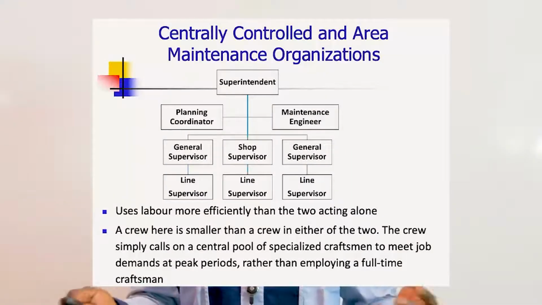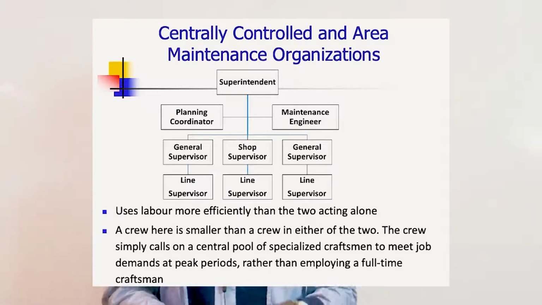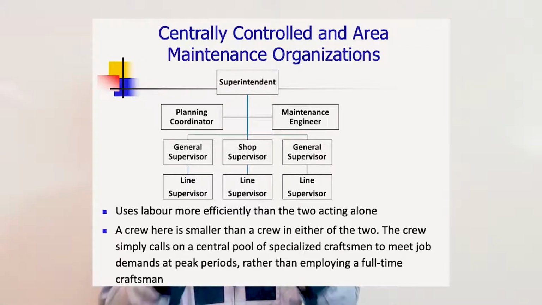Centrally controlled and area maintenance organization. Here we have a superintendent at the top, as usual. The planning coordinator and the maintenance engineer all report to him and work directly under him. Then we have a general supervisor, a shop supervisor, a general supervisor again, and then line supervisors work under this one. He uses labor more efficiently than the two acting alone.